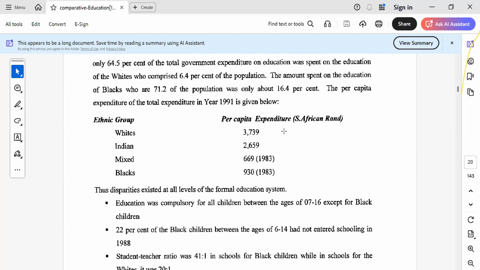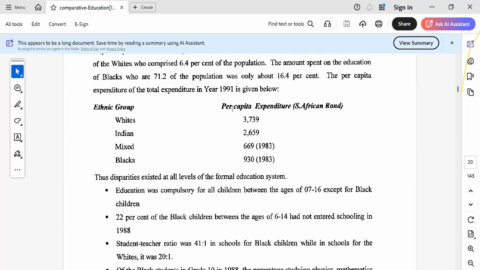So here you can see per capita expenditure by ethnic group: whites 3,739, Indians 2,659, mixed 669, and blacks 930, that is in 1983. Of course, these numbers have definitely changed, since that is more than 30 years ago.